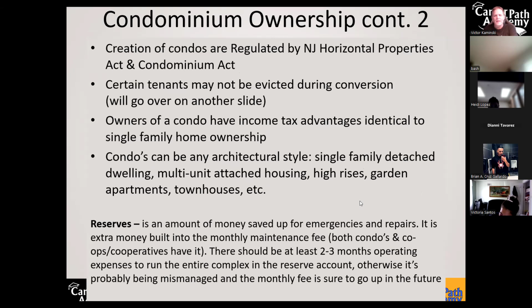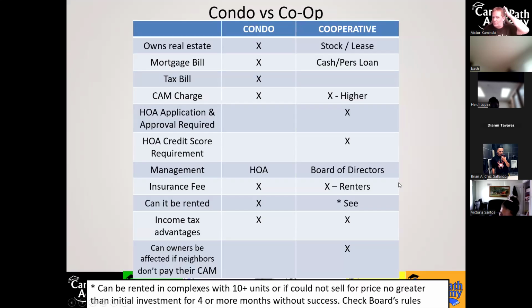Okay. So here I put together a chart for the difference between a condominium and a co-op.